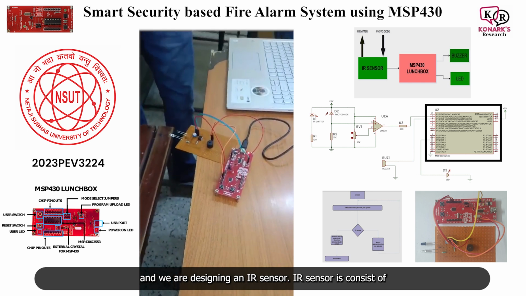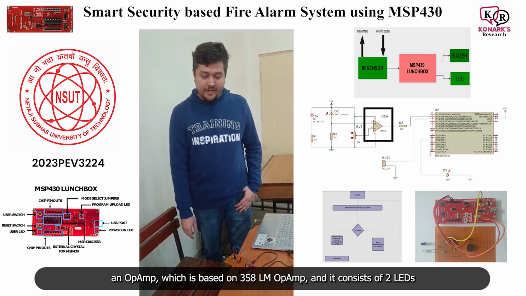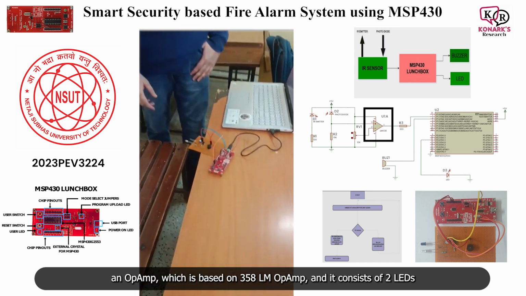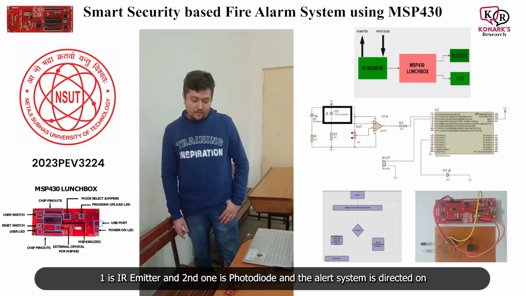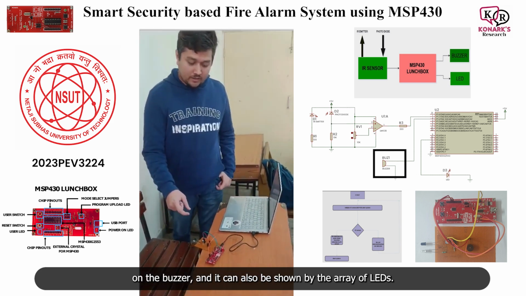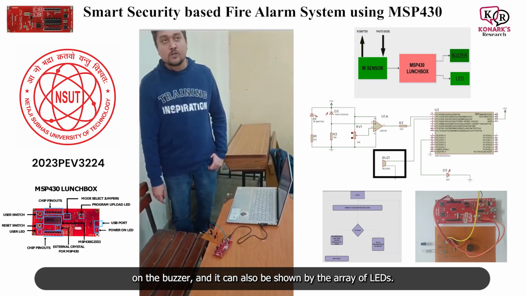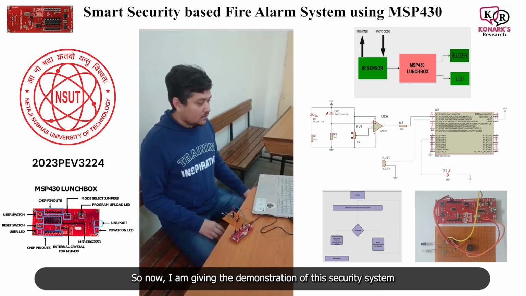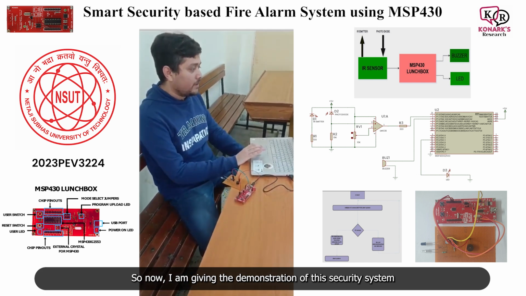The IR sensor consists of an op-amp, which is based on the LM358N op-amp, and it consists of two LEDs. One is an IR emitter and the second one is a photodiode, and the alert is directed to the buzzer, and it can also be shown by an array of LEDs. So now I am giving the demonstration of this security system.